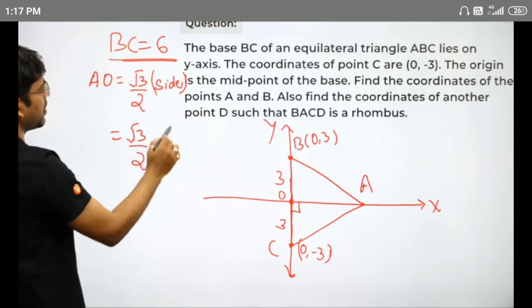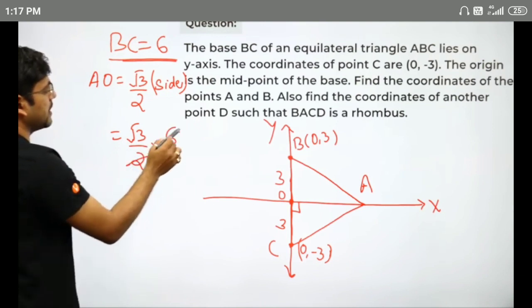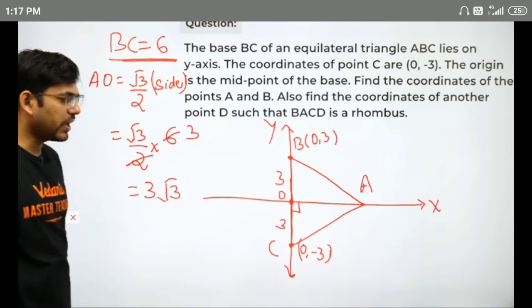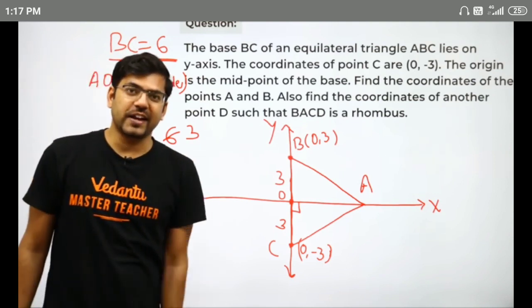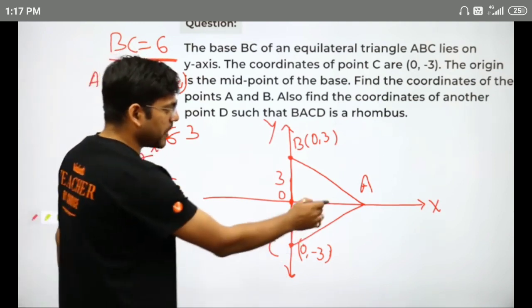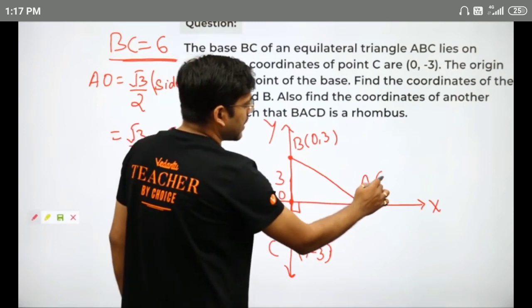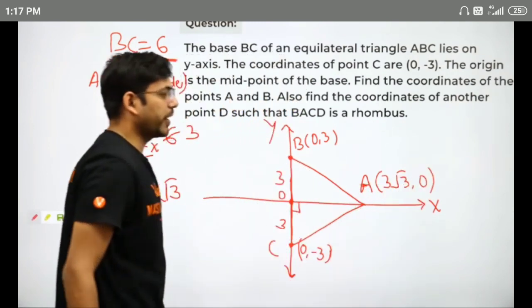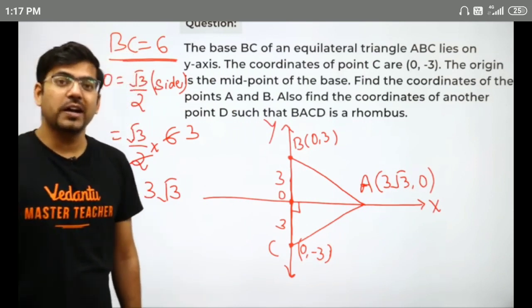BC, the side of the equilateral triangle, is 6. So this will cancel in 3 times, and we will get 3√3, isn't it? So the height of this triangle is 3√3. I guess you would be able to understand that A has the coordinates (3√3, 0). So this is (3√3, 0).